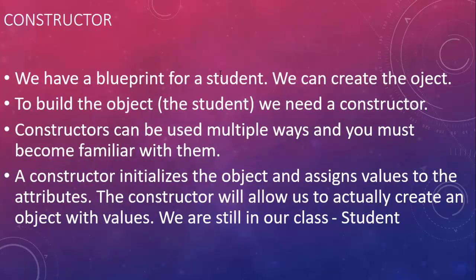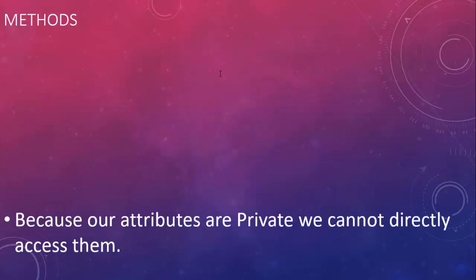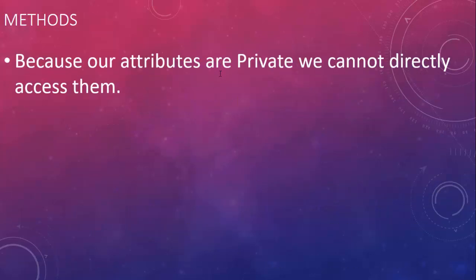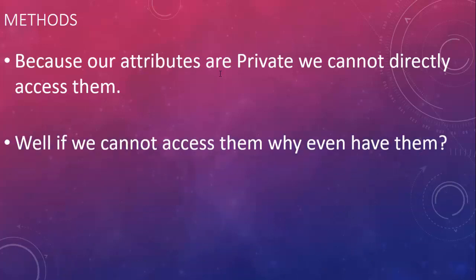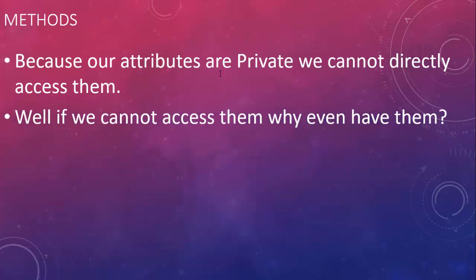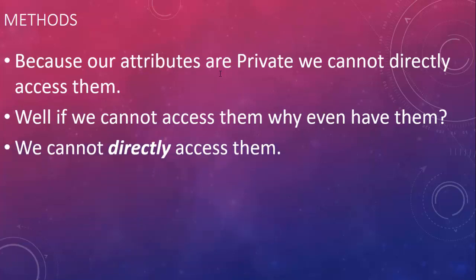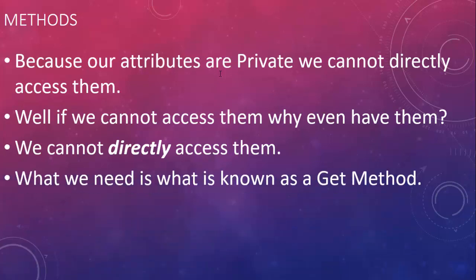Okay, so we've asked some prompts to the user, which hasn't been accessed by the code yet. But let's talk about the methods. Now, because our attributes are private, we cannot directly access them. Well, if I go to submain, which is outside my class, why do we even have them if we cannot directly access them? Well, we cannot directly access them, but we can access them. And what we need is what is known as a get method. So there are get methods and set methods.